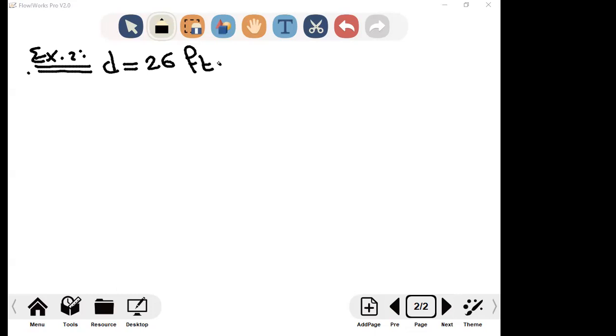Wait, Najam. They want us to find the area. But what's the formula for the area? A equal pi r power of 2. So I need the radius, but I have what here? The diameter. The diameter is 26. What's the radius?